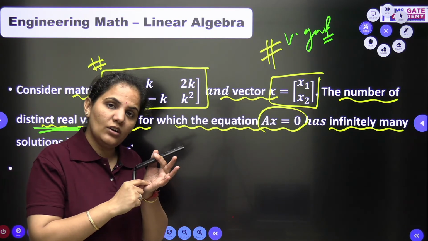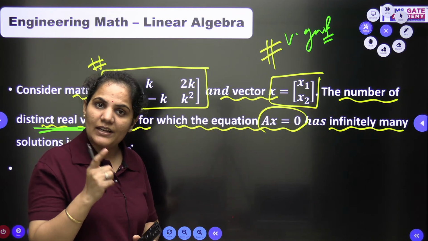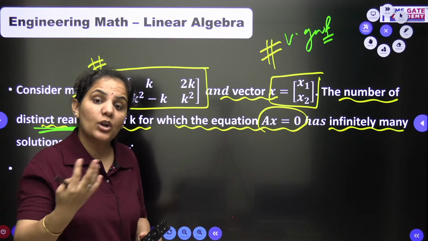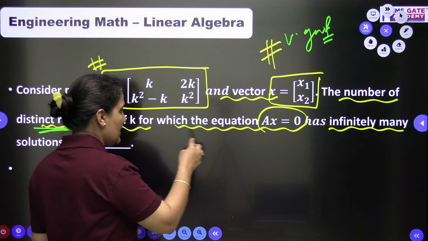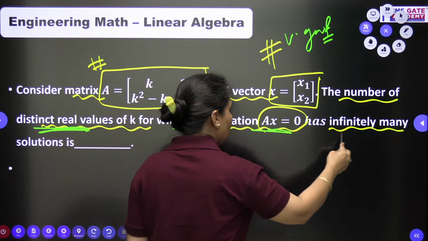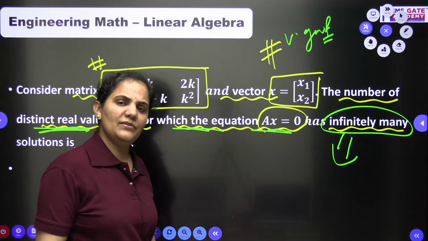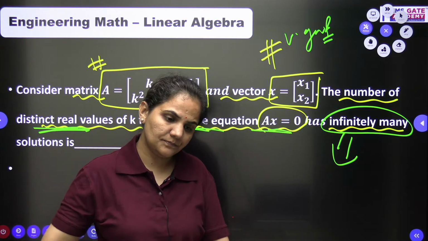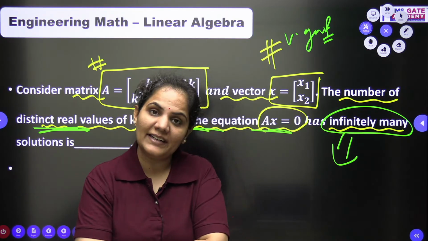It is not asking the values of k. It is asking about the number of distinct values. How many values of k are possible, which has the equation infinitely many solutions? Now, do you understand what is the meaning of infinitely many solutions?